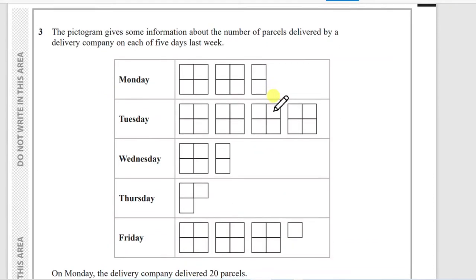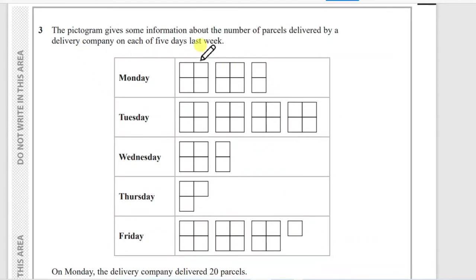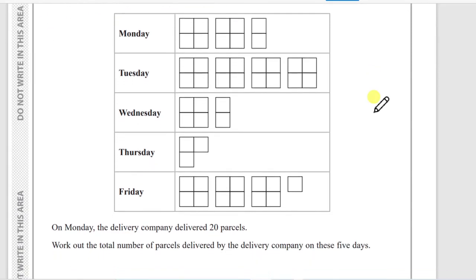All right, next, number three. The pictogram gives some info about the number of parcels delivered by a delivery company on each of the 5 days last week. So these squares are just squares, yeah? Now, just understand what this means. So on Monday, the delivery company delivered 20 parcels. So apparently all of that means 20. Nice way to understand what that means.